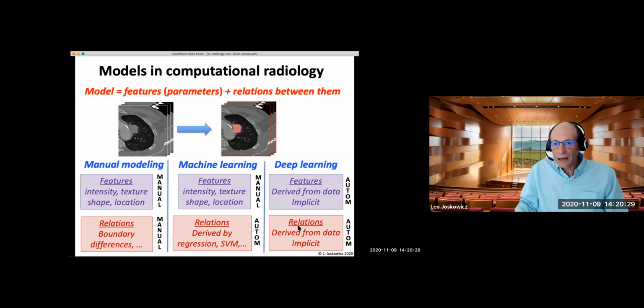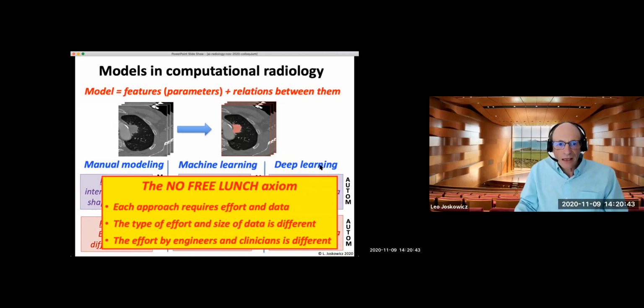Okay, so I'm going to concentrate in this talk on deep learning. Deep learning has had great success in many areas, and I'd like to investigate what it takes to make deep learning work in radiology. I can already tell you that there's a very, very well-known axiom, called the no free lunch axiom, that tells you that things are not as easy as they look.